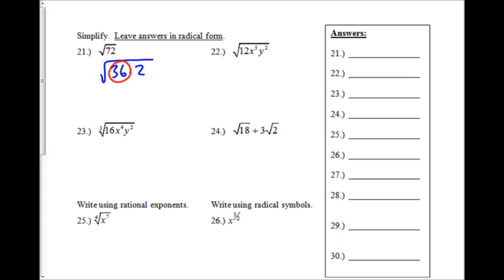The square root of 36 is 6. Goes to the outside. He's a changed number on the outside, but his buddy 2 is still trapped. So it's 6 root 2.